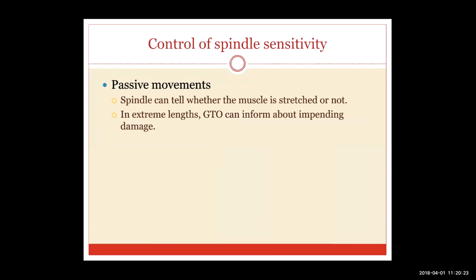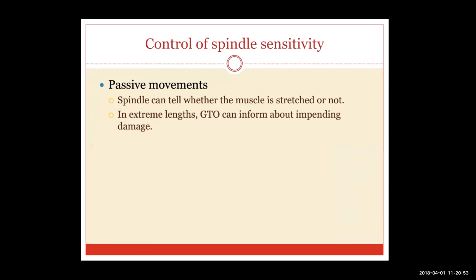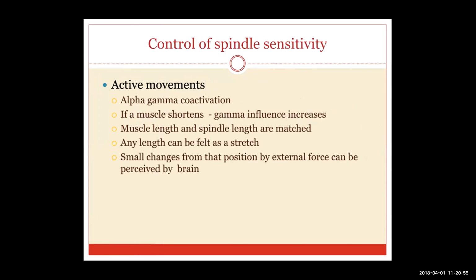Okay. So during passive movements, the spindle can tell whether the muscle is stretched or not. They are not made sensitive by the brain. When you're relaxed, only if you are stretching your limb, automatically the information passes. In extreme lengths, the force which is generated by the muscle becomes high on the GTOs, and GTOs can inform about impending damage. This is during passive movement. But we need to understand the control of active movement is very different from that of passive movement. Now, how is it different?